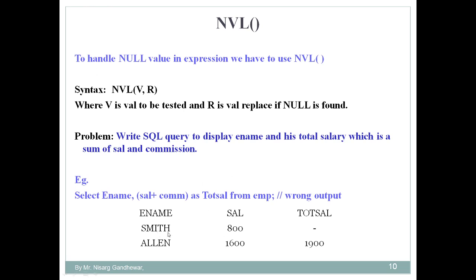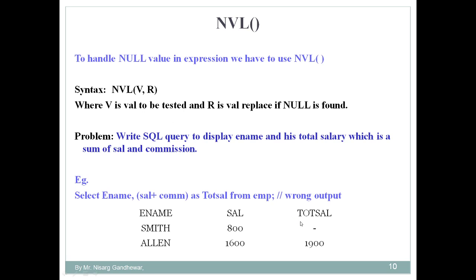So for Smith, commission is null. So null plus 800 equals null. This output is not correct. In this case null creates a problem. In this way null creates a lot of problems in your database if it is not handled. So in order to handle this we have to use the NVL function. So what is the solution over here?